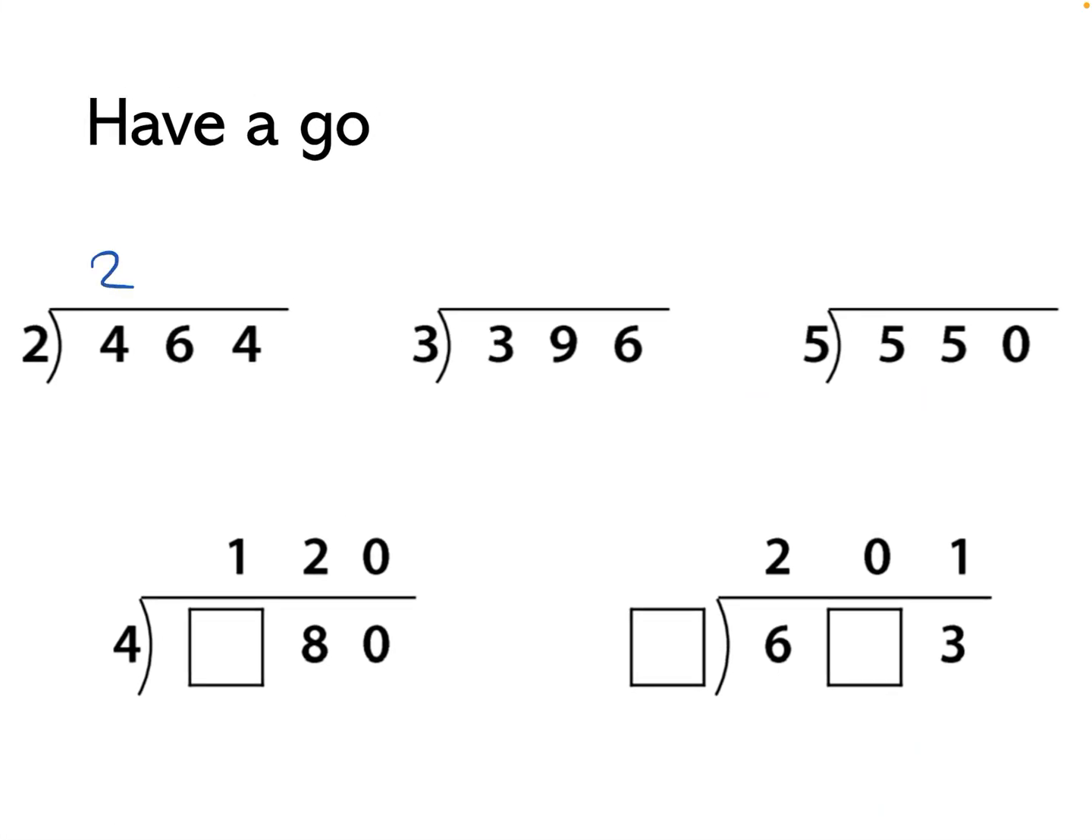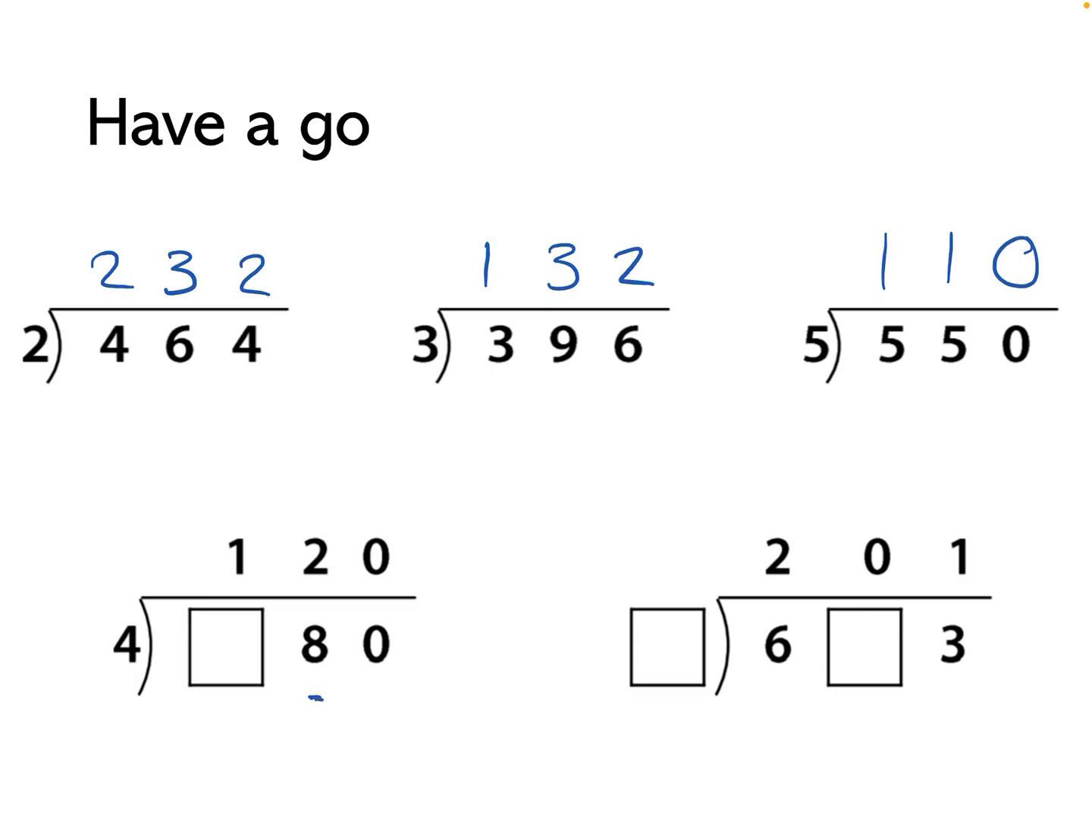4s into 2 goes 2. 2s into 4 go 2. 2s into 6 go 3. 2s into 4 go 2. 3s into 3 go 1. 3s into 9 go 3. 3s into 6 go 2. 5s into 5 go 1. 5s into 5 go 1. 5s into nothing. There's nothing to share into 5 groups.